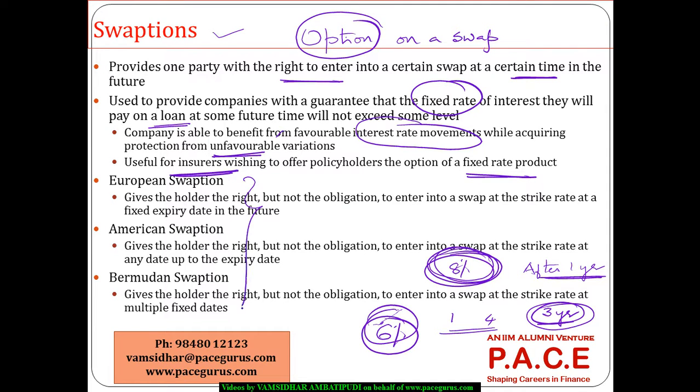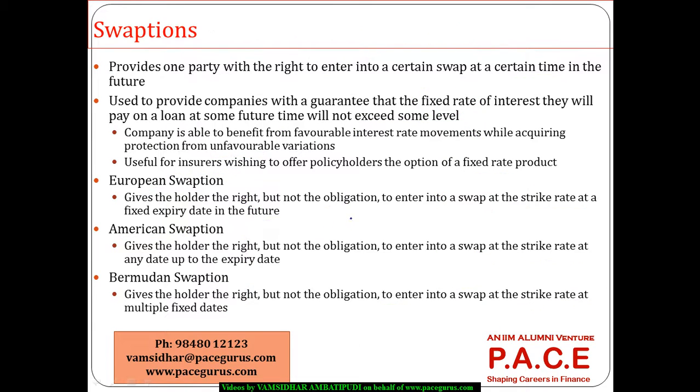Swaptions wise, there are 3 major categories, just like any option. When I am talking about European, I'll talk about entering into a swap at a fixed rate, at a strike rate, on one single date in future, whatever is the expiry date of the option. Whereas when I talk about the American, say I've got into a 1 year swaption.